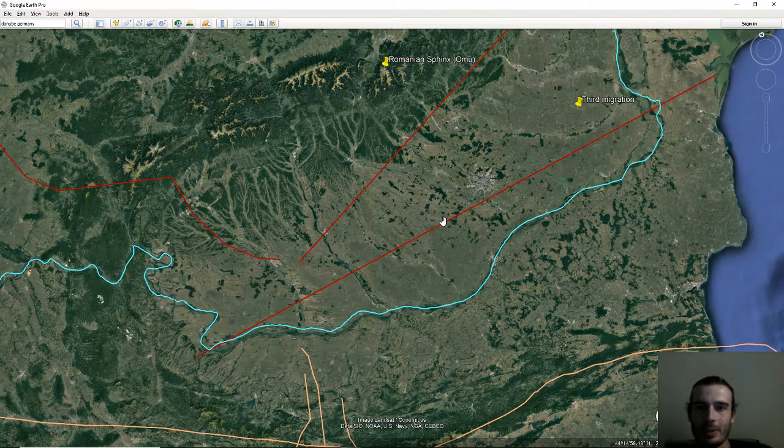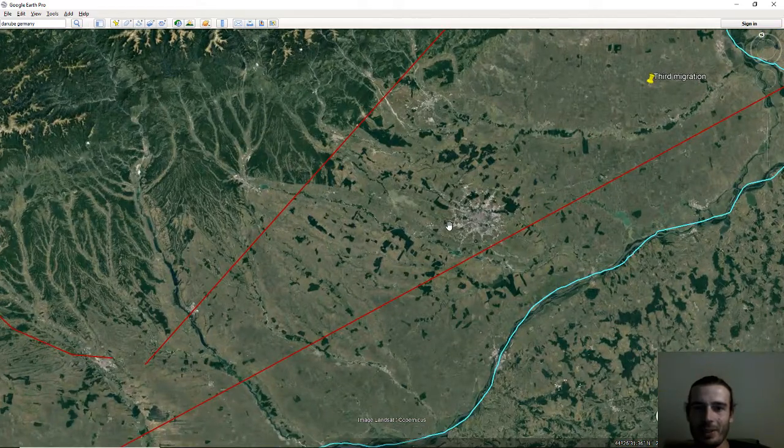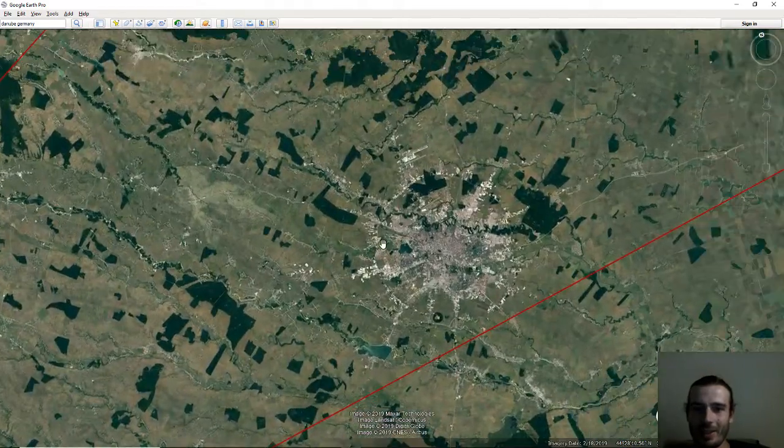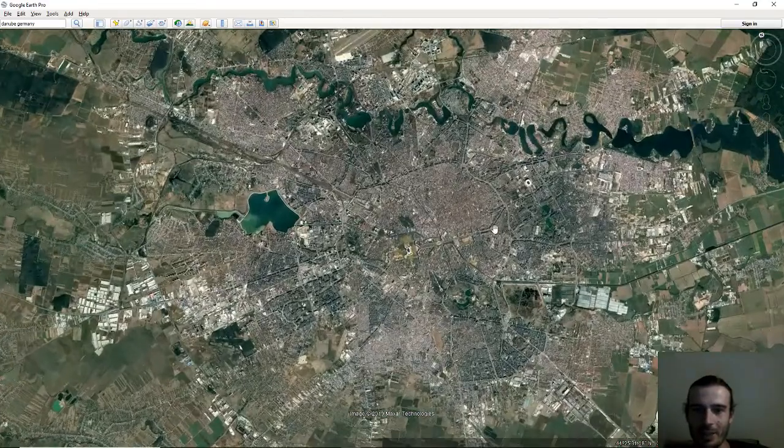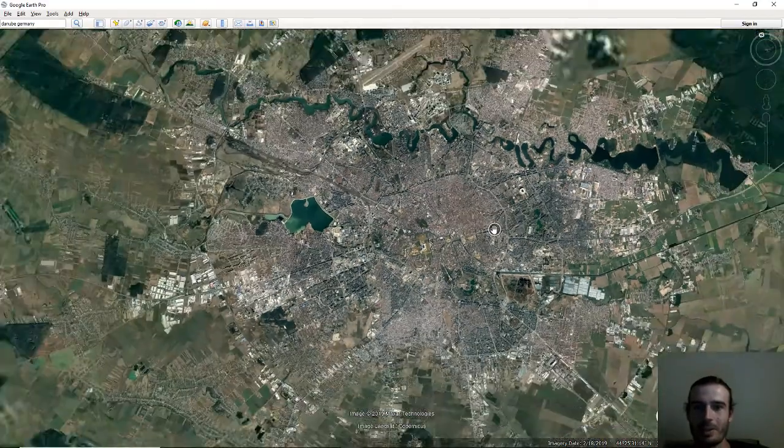obviously, if they're agricultural and pastoral, they're not going into the mountains quite yet. They're taking advantage of these plains. And as you can see today, this massive city right here is actually the capital of Romania, which is known as Bucharest.